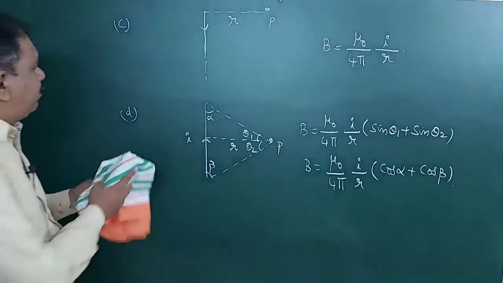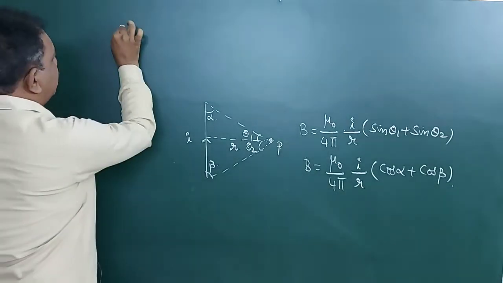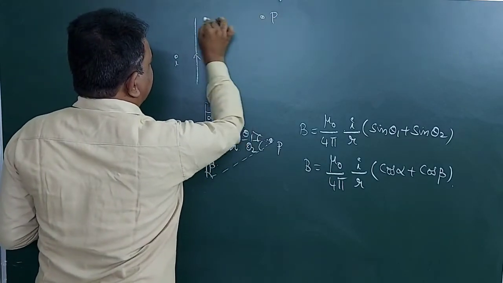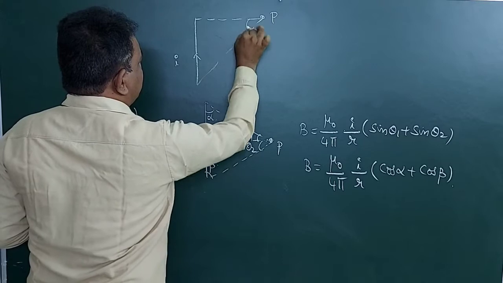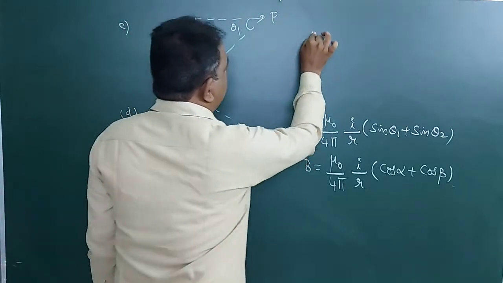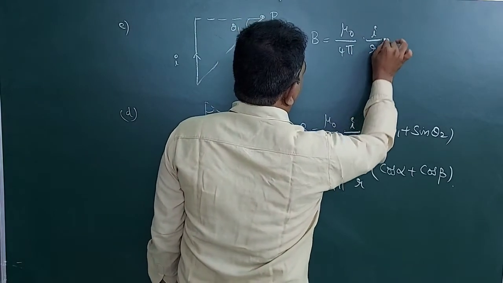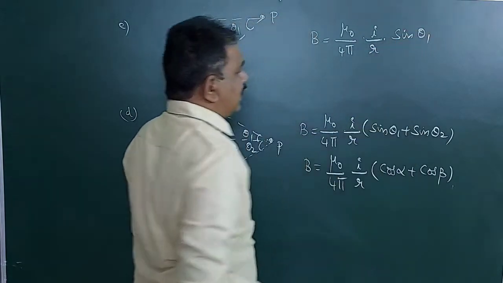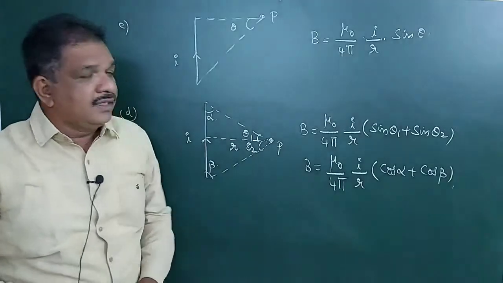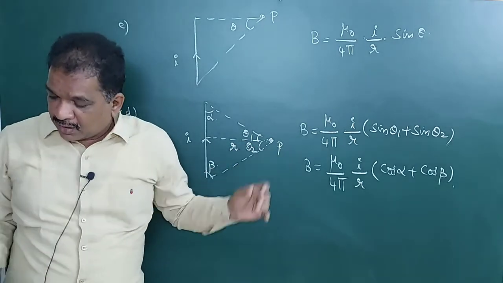Finite wire also, if the point is like this, this is a finite wire only, the point is here. So one angle becomes 0, only one angle will be there. Then this formula becomes B is equal to mu naught by 4 pi I by R into sin theta 1, only one theta is there, no? So we can write I by R sin theta. Okay.